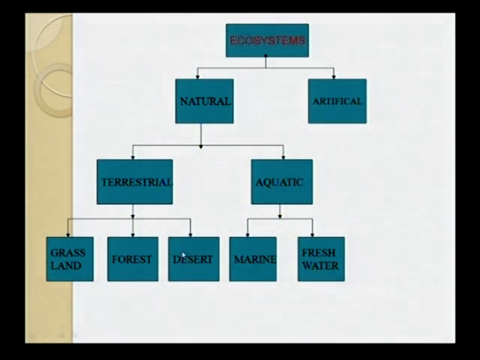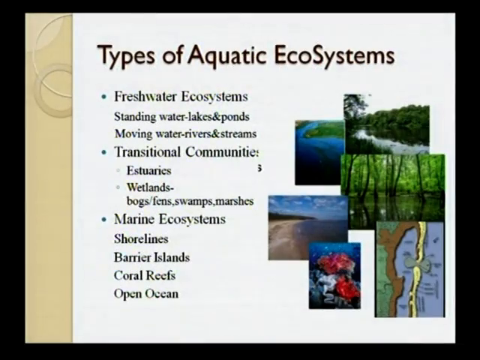So friends, keep them aside. Now let us look at the aquatic ecosystems. Aquatic ecosystem is classified into marine water ecosystem and freshwater ecosystem. Okay, now let us learn about the aquatic ecosystems and what the water bodies in the aquatic ecosystems are. So look at this slide, friends. Here there are types of aquatic ecosystems. The first one is freshwater ecosystem. And what are the water bodies in the freshwater ecosystem, friends? Standing water like lakes, ponds and moving water like rivers, streams. So these are the water bodies in the freshwater ecosystem.